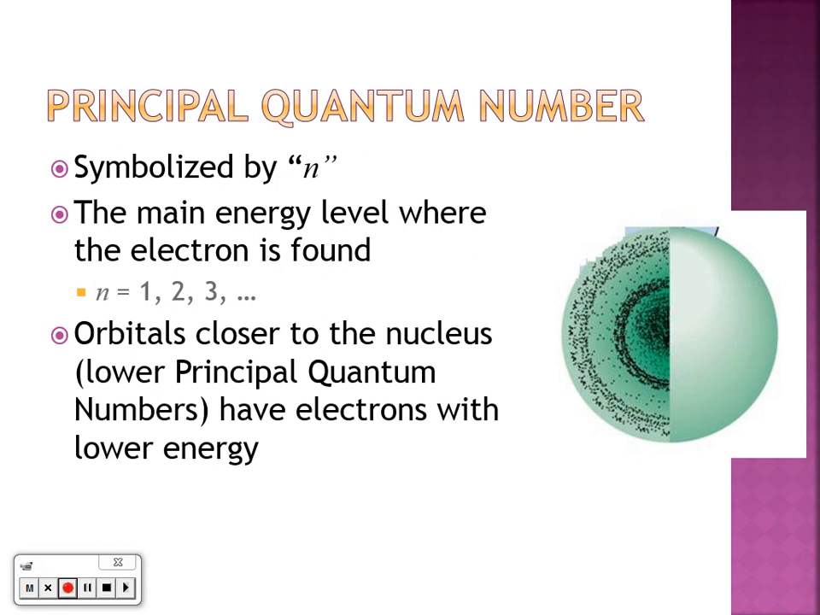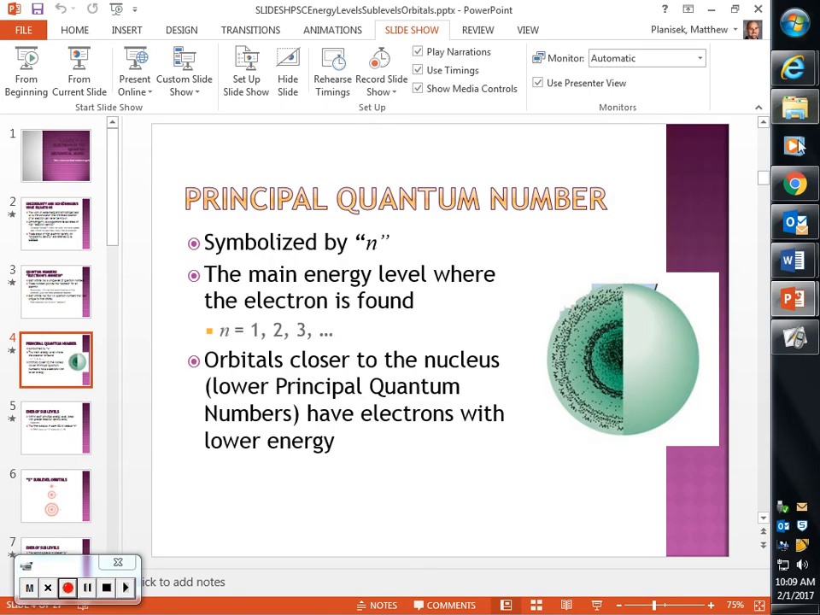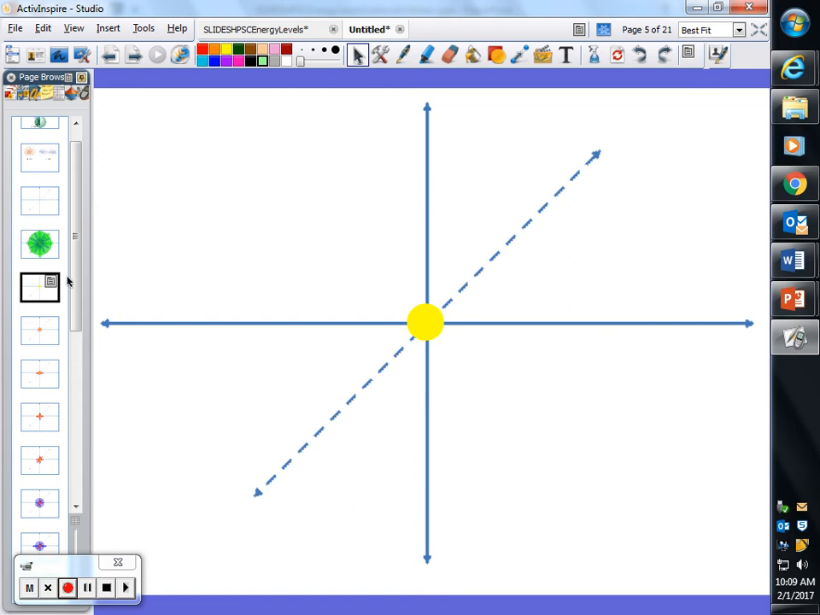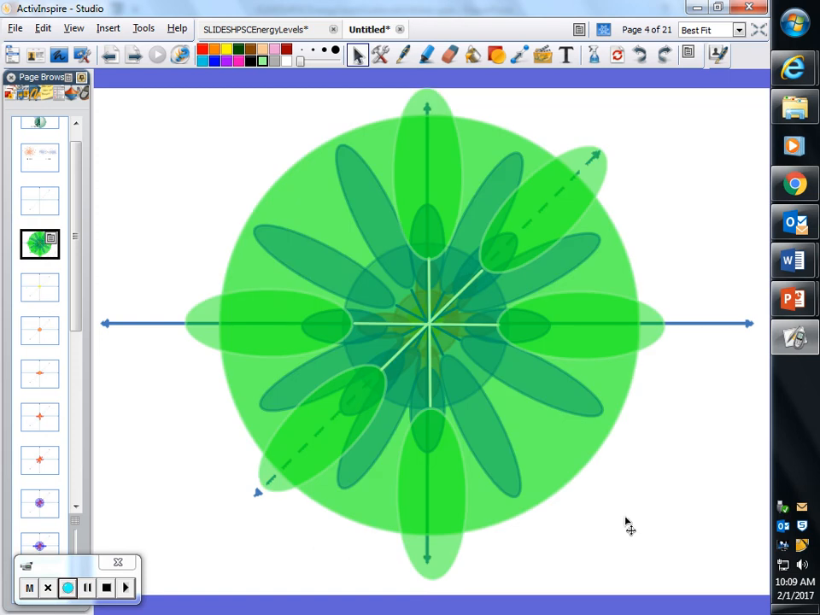Good so far? All right. If we go back to our picture, any guesses about what would tell us about the principal quantum number in this picture?